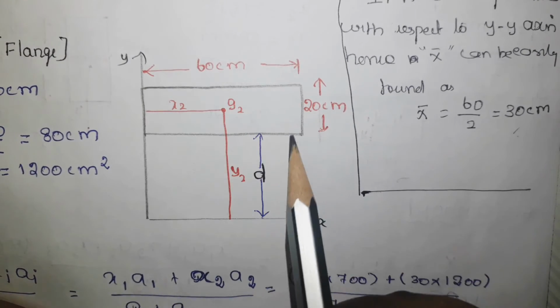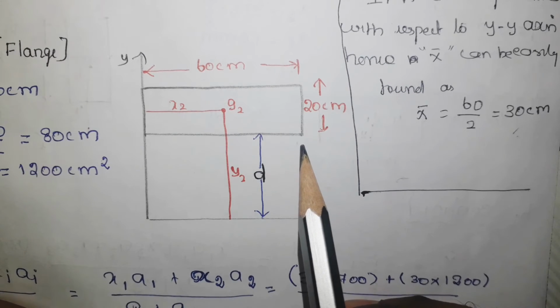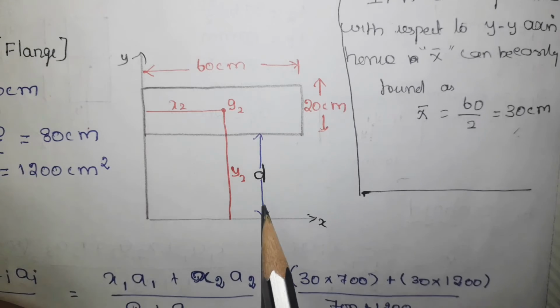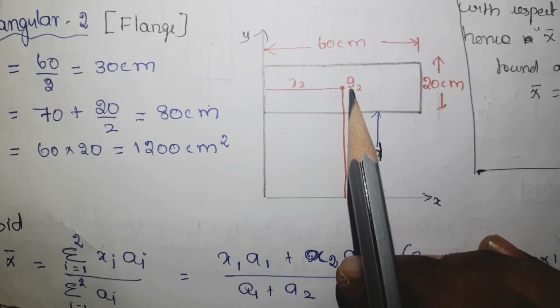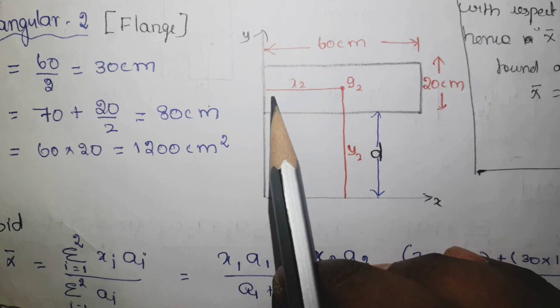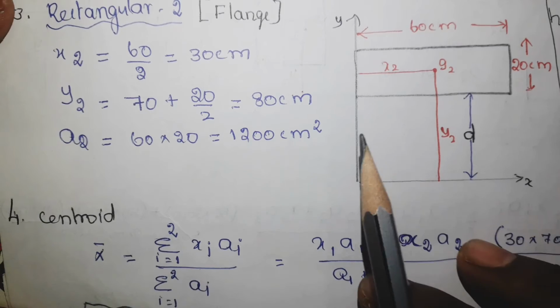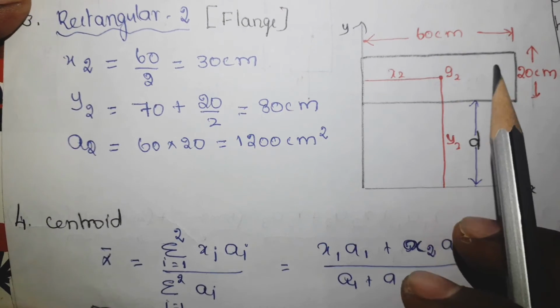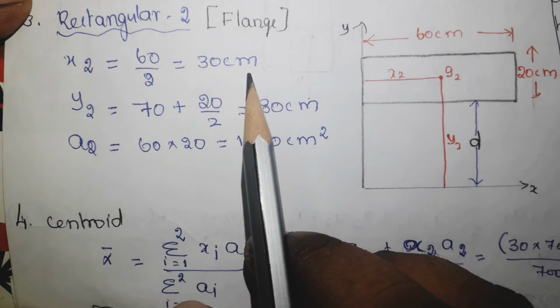Now look at here. This is the second rectangle of dimension 60 centimeter length and 20 centimeter breadth, and it is located at 70 centimeter from the x axis. Now this is the approximate centroid for the second rectangle, G2. I need to get the answer for x2 and then y2. Now x2 equal to, since this is a rectangle and it is 60 by 2, which is equal to 30 centimeter.